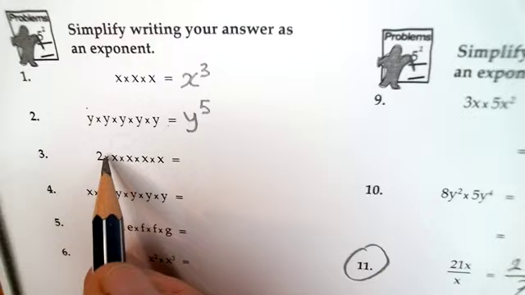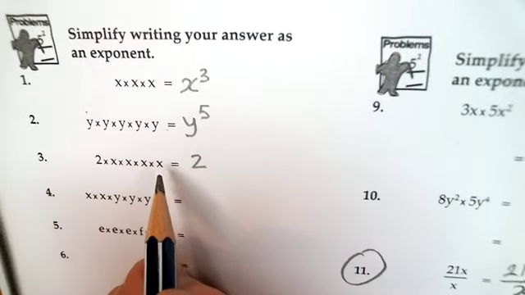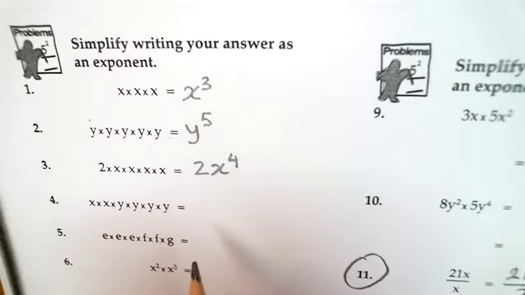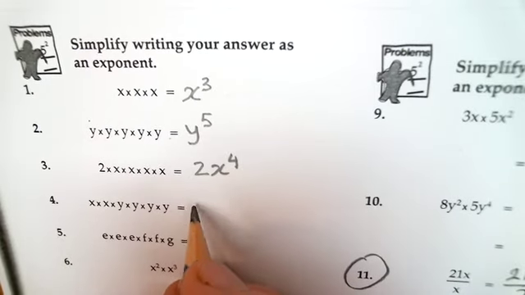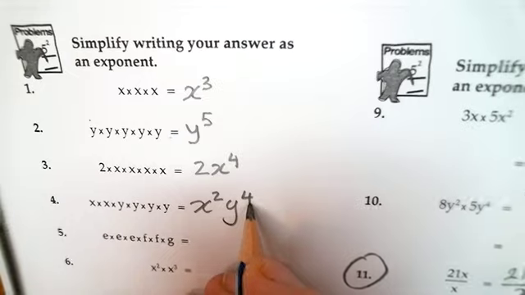I've got a 2 as my coefficient, I write 2 out the front. And I've got how many x's? 1, 2, 3, 4. So it's x to the power of 4. Now I've got 2 x's and 4 y's, so it's going to be x squared y to the 4.